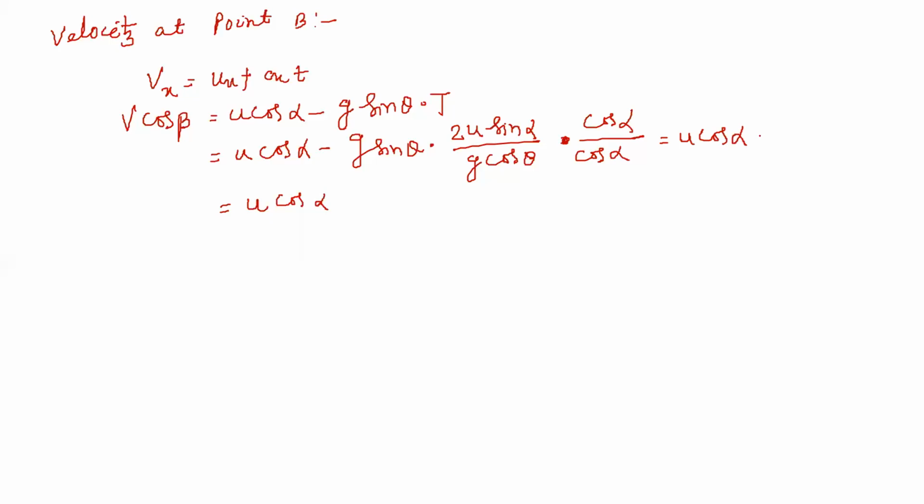U cos alpha minus, g and g cancel, students. Sin theta by cos theta is tan theta. I wrote tan theta. Again, sin alpha by cos alpha is tan alpha. Again, what remained? Cos alpha remained, so I wrote cos alpha in the place. Here 2u is also there: 2u tan theta into tan alpha into cos alpha.